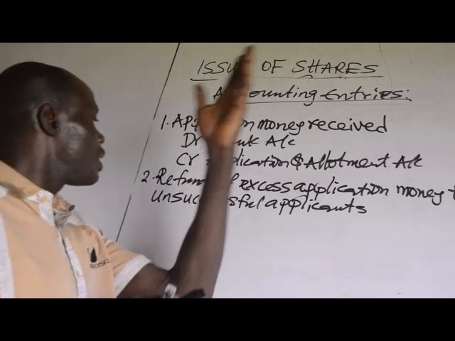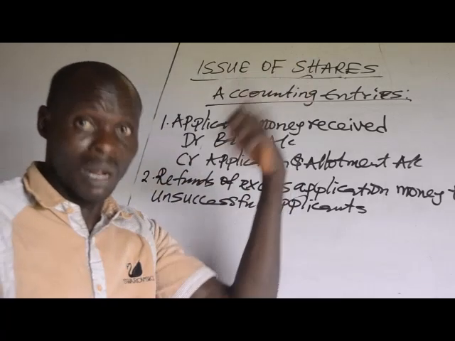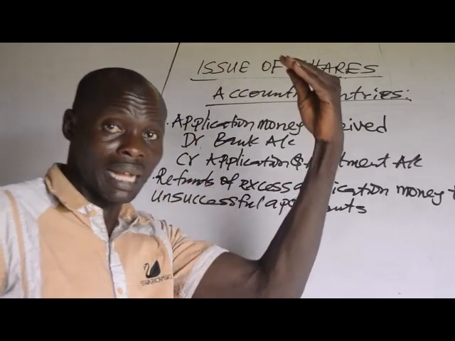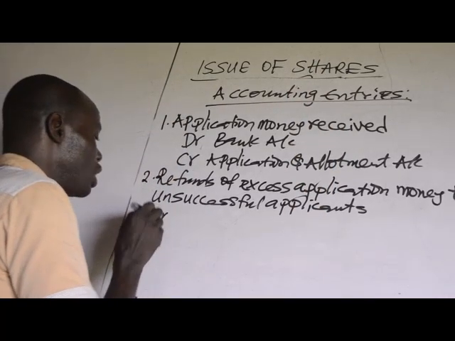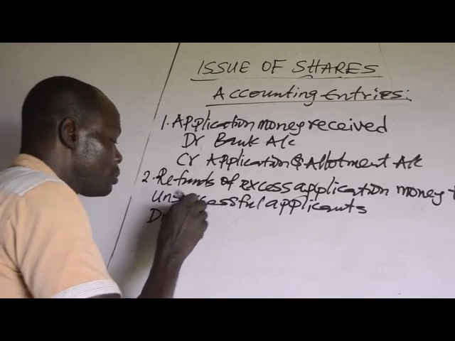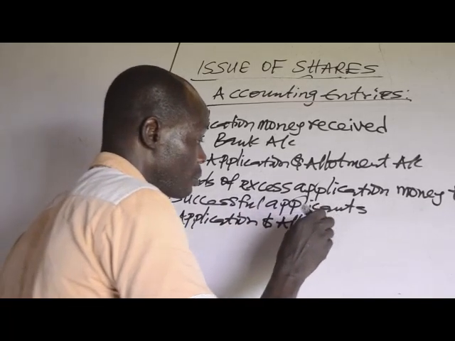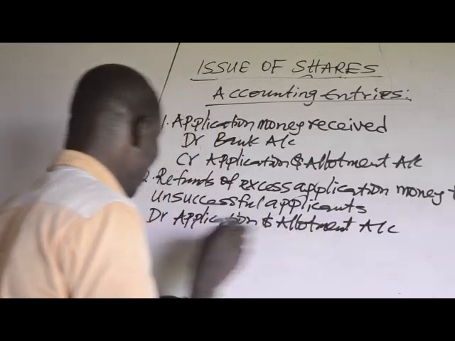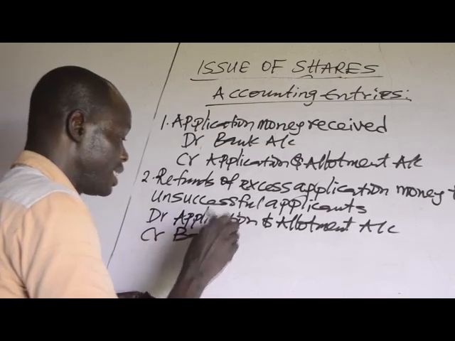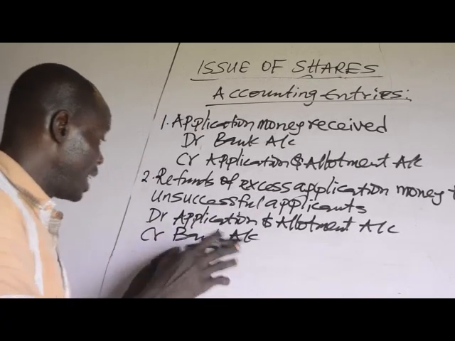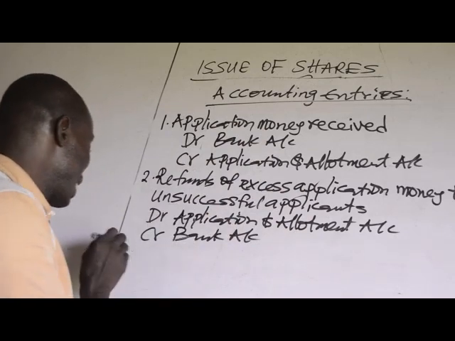When a company refunds money to unsuccessful applicants, that means the company bank account becomes the giver, because bank will be the one that will pay out the money. So in that case, you credit the bank account, you debit the applicant's account, and the applicant's account is the application and allotment account. Debit application and allotment account, and you credit bank account, because bank is the giver, with the amount refunded. So you debit the application and allotment account, and you credit the bank account.